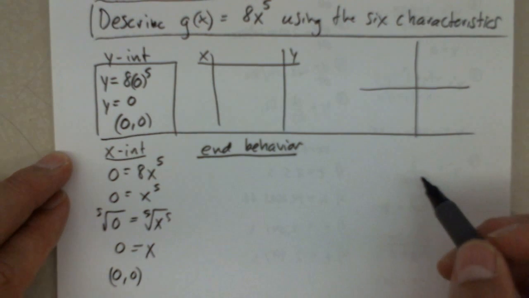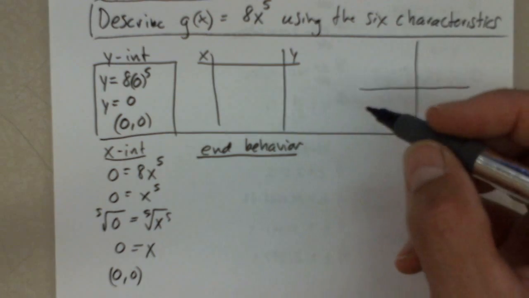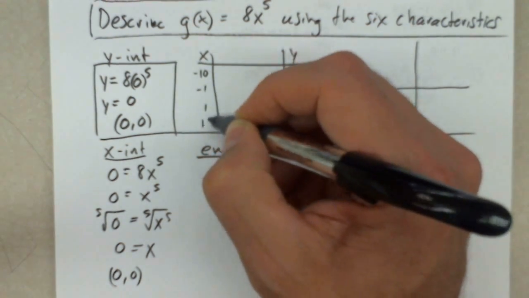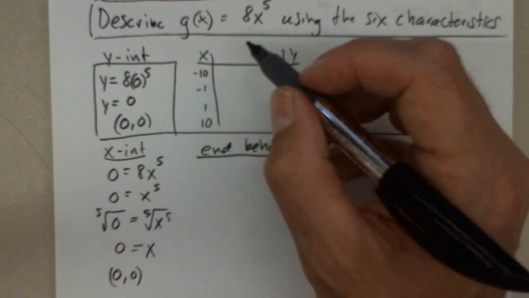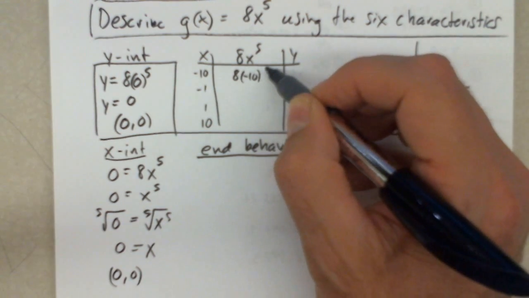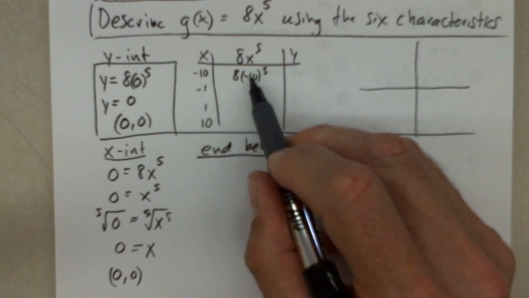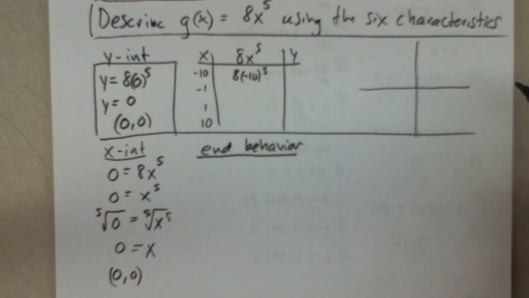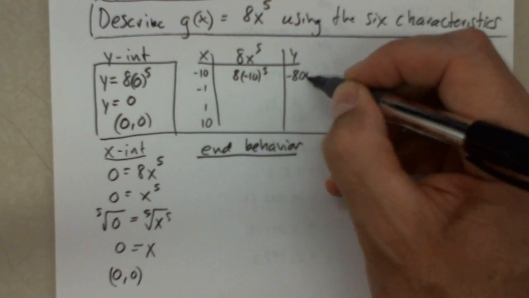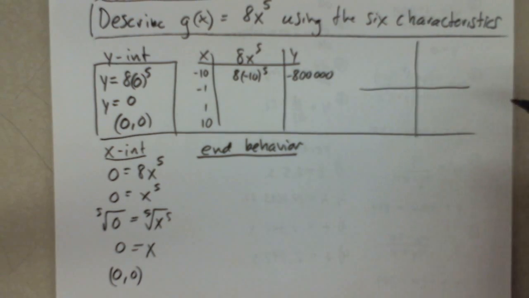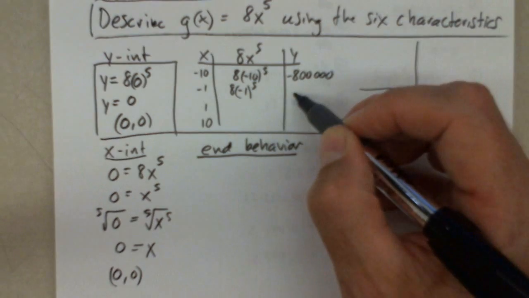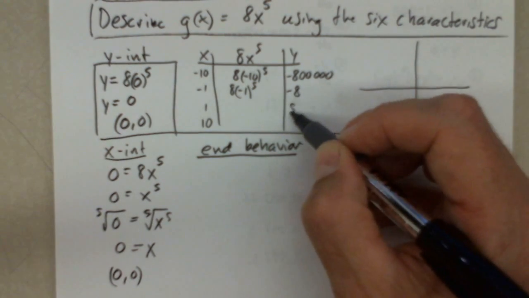Okay, end behavior. Let's look at what's happening in the table to find end behavior and what's happening at these x values. So we're going to have 8 times negative 10 to the 5th power. So a negative to the odd power is negative, and we'll get negative 800,000. 8 times negative 1 to the 5th will be negative 8. And we fill out the table here.